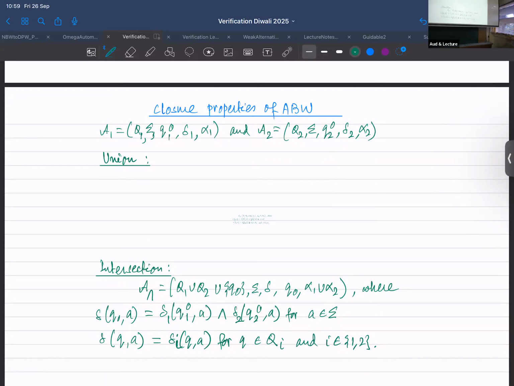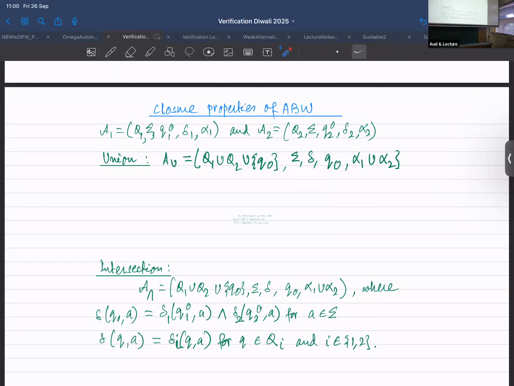Okay. So I can think of an automaton A, which accepts the union of the languages of A1 and A2, as like, so I'll have Q1, Q2. I'll have a special initial state which I'll call Q0, and I'll have this sigma, delta. Q0 is the initial state, alpha 1 union alpha 2. Here, since we are allowing arbitrary formula, we are having such a single initial state.